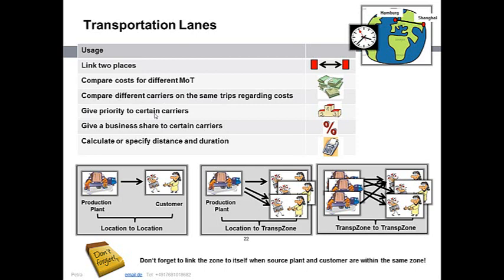And if you have a second carrier defined on another lane, then you will still be able to compare the costs. Then you can give a business share to certain carriers, and I will also explain how you do that. So you can say this carrier has 20%, this has 30% on that region or on that transportation lane. Also, you can use the transportation lane to calculate or specify distance and duration. Calculation can be based on the geocoordinates, and specify means that you just say, okay, between Hamburg and Singapore it's 7,500 kilometers. And you can also specify the duration if you can get it from the ocean carriers, for example.